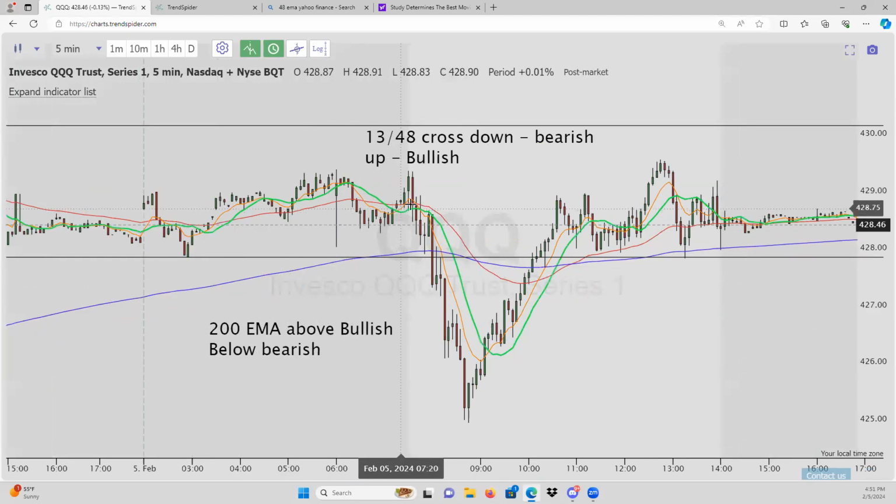We have that 1348 cross, right? We have a cross, we're crossing down. Perfect. That's going to give me a bearish confluence, right? So that's going to be one check mark for a bearish confluence. Below the 200, right? So we're still up above. We were still up above this 200 EMA at open, but then we crossed below it.